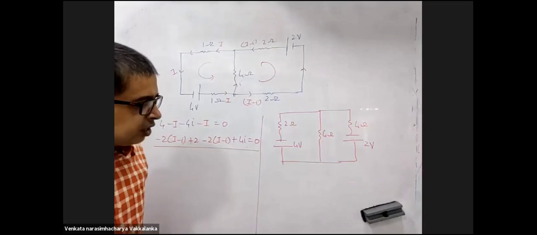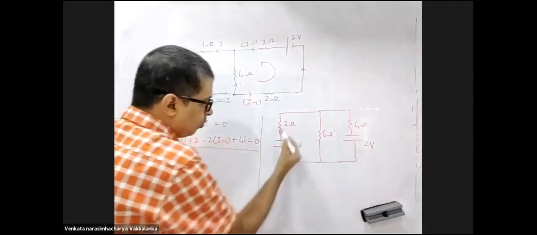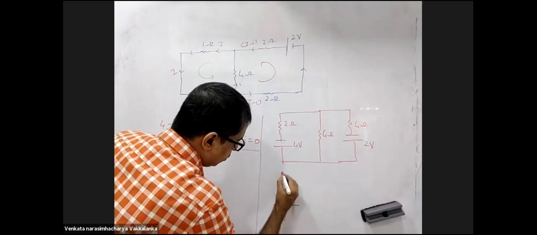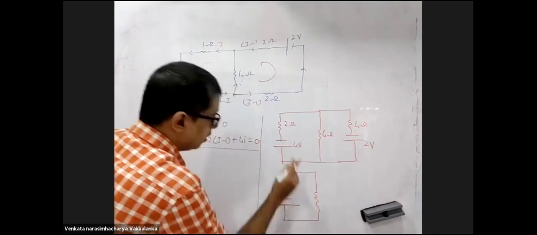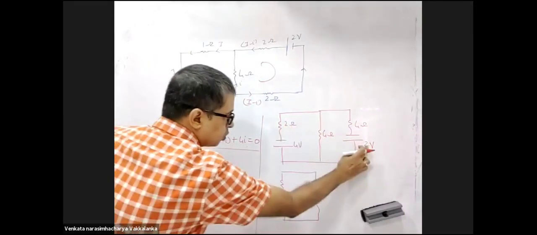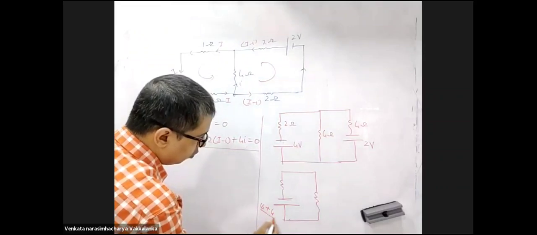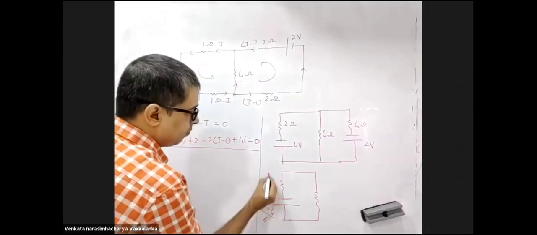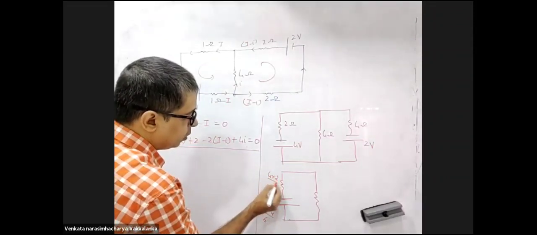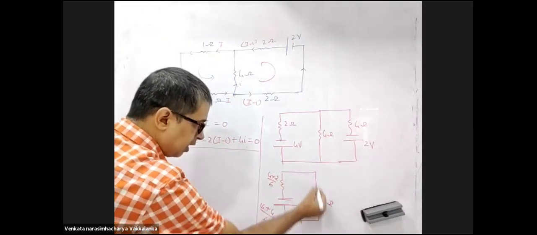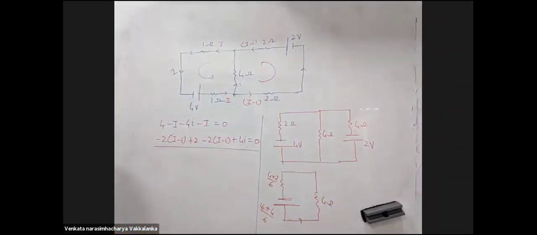Now how do I reduce it to one circuit? E1 R2 plus E2 R1. Polarities are the same, so nothing to worry. 4 into 4, 16 plus 2 into 2, 4 divided by R1 plus R2 is 6. This will be 4 into 2 by 6. This is 4 ohms. Can I find out the current in this particular branch? Yes, sir.